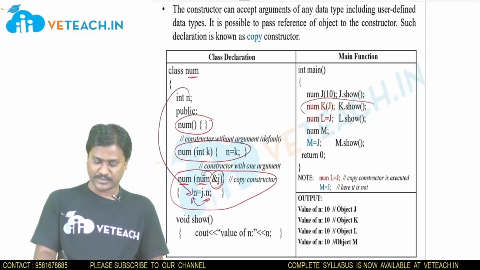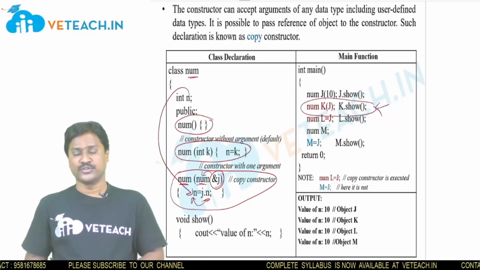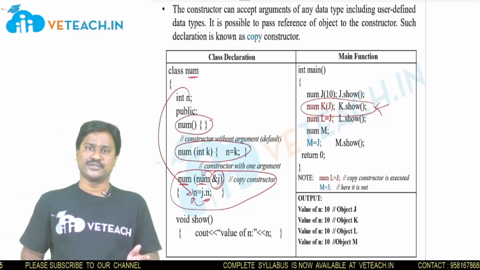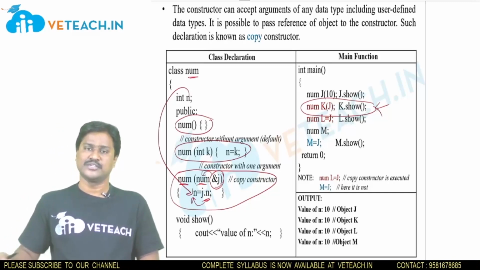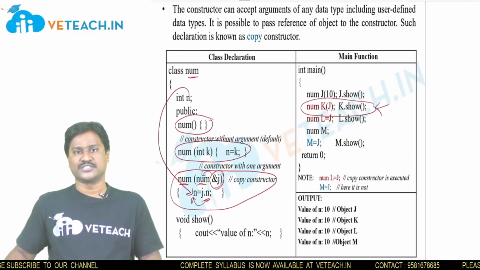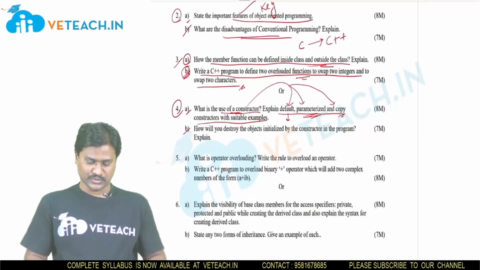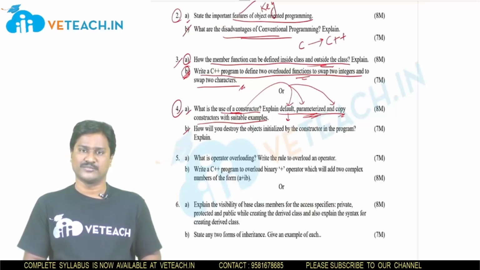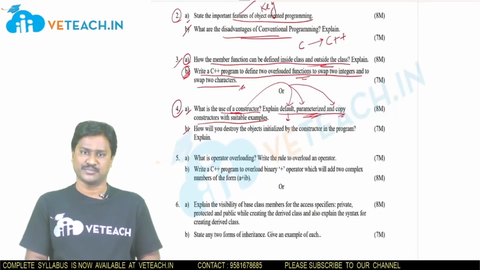So this is the use of the copy constructor: we are assigning one object's data value to another object of the same class. So we discussed the use of these constructors and what the types of constructors used in class programs are.